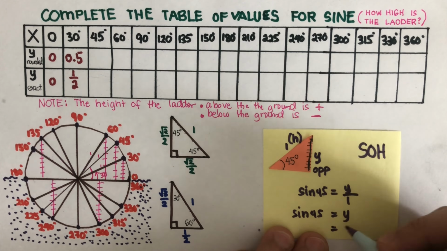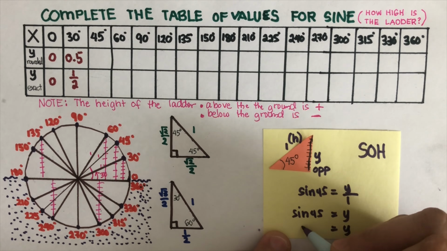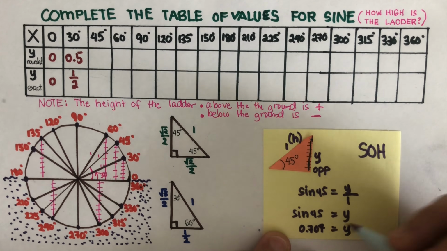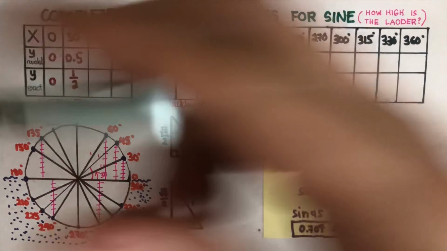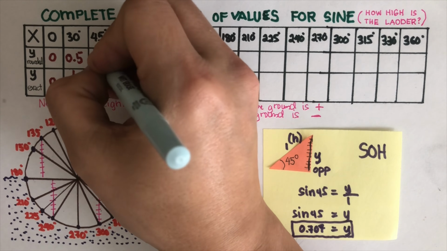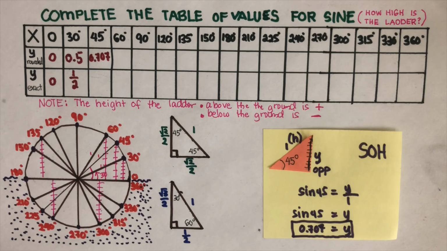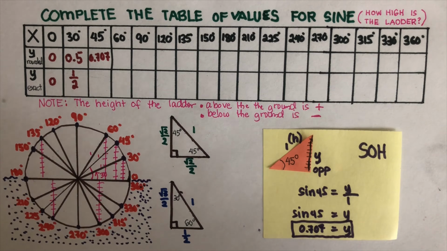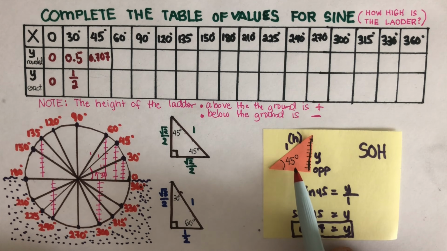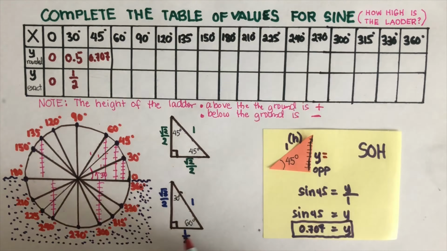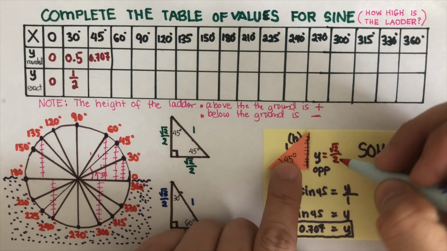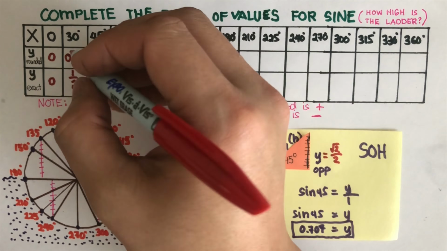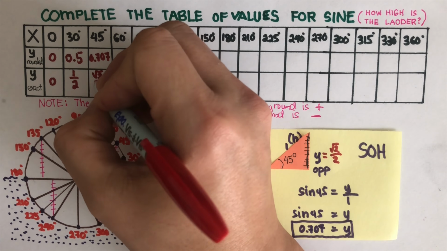And if we use the calculator, that would be equal to y is 0.707. So please use your calculator to determine that value. Now, what are we going to do? So we're going to write it over here. So this is 0.707. And so I can go ahead and determine the exact value using the special right triangle. So for 45, opposite to it is square root of 2 over 2. So then in here, this means that this is actually square root of 2 over 2.